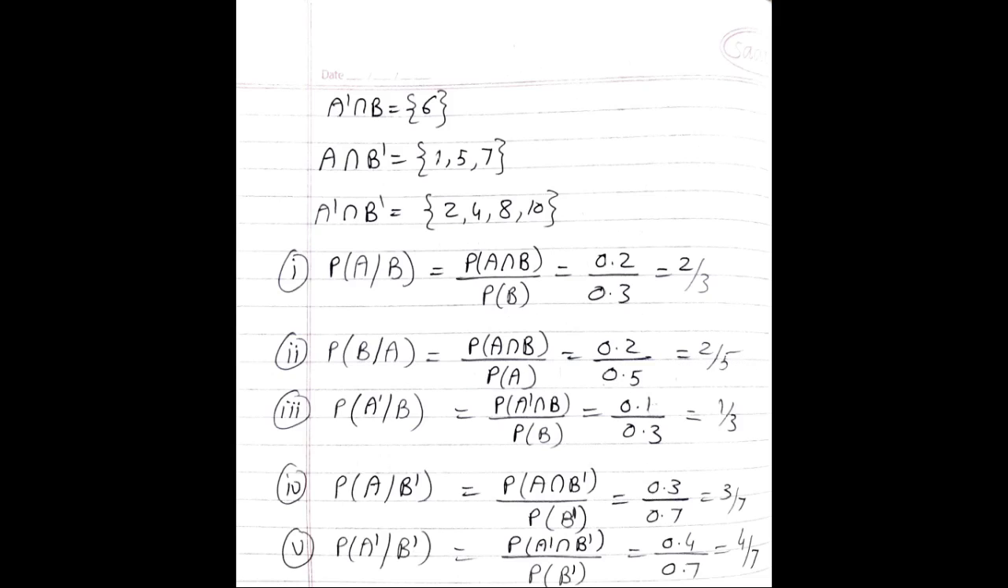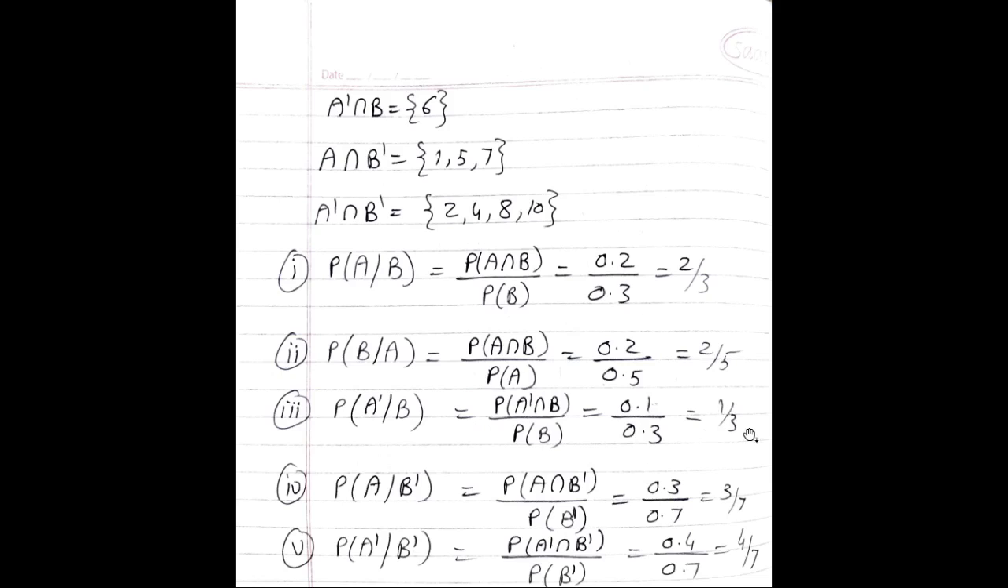Third part of the problem, P(A complement given B). For which we need P(A complement intersection B). There is one single point which is common in A complement and B. So P(A complement intersection B) is nothing but 0.1, and in B there are 3 outcomes. So P(B) is nothing but 0.3. So P(A complement given B), the answer is 1 upon 3.